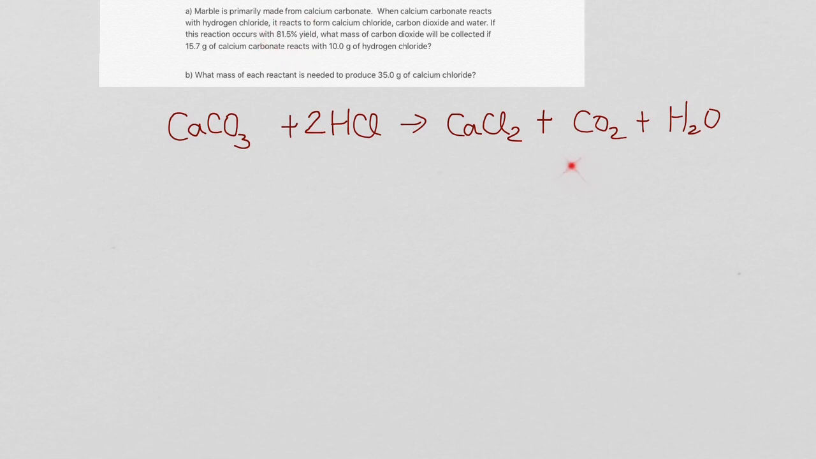So that number that they calculated is the theoretical yield. We then realized that only 81.5% of that amount could be formed, and then we used the equation to calculate that amount. So all of that was in the last video in percent yield part 1. This video is about part B. What mass of each reactant is needed to produce 35.0 grams of calcium chloride?